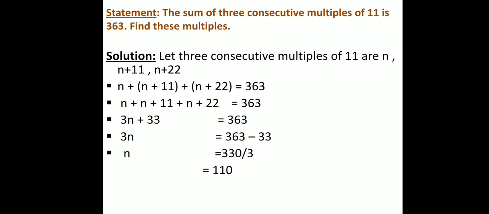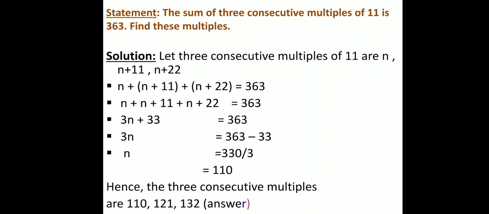So n is equal to 110. We were supposed to find three consecutive multiples of 11. So the three consecutive multiples of 11 would be n, n plus 11, n plus 22. That means 110, 121 and 132 are the answers.